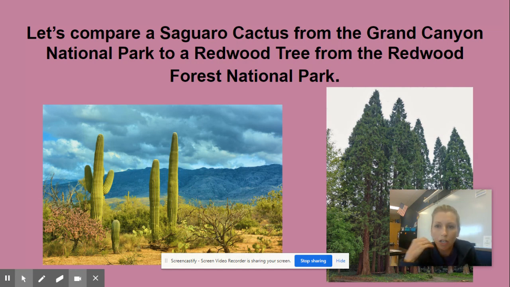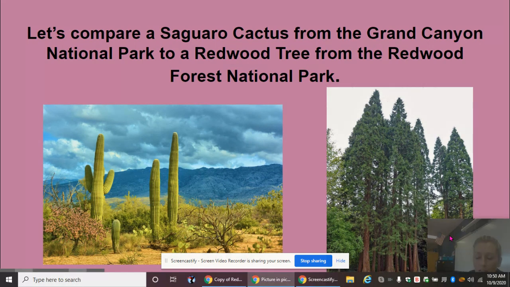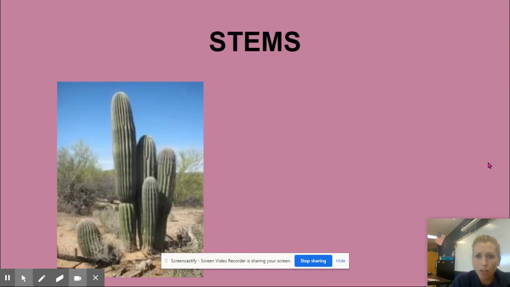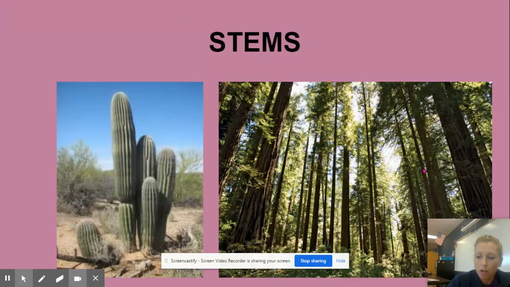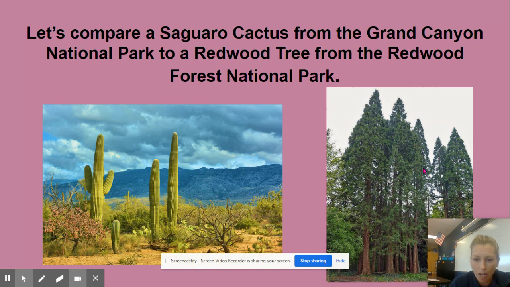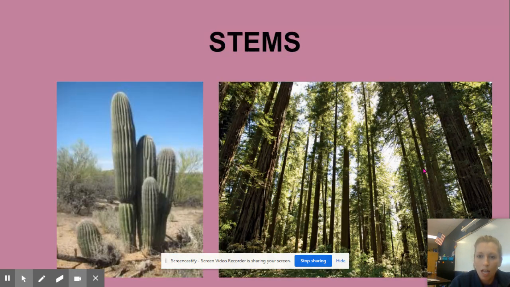So let's compare two specific plants. Let's look at the saguaro cactus from Arizona that is in the Grand Canyon area, and then let's compare that to a redwood tree in California in the Redwood National Forest. Let's go back up real quick. So here they are side by side. Let's first start talking about their stems.